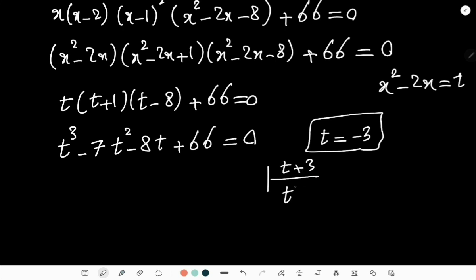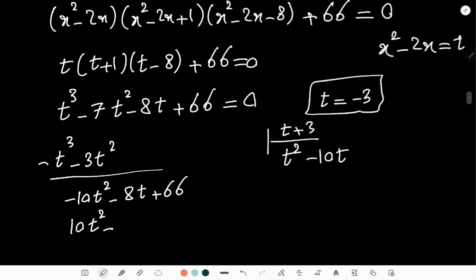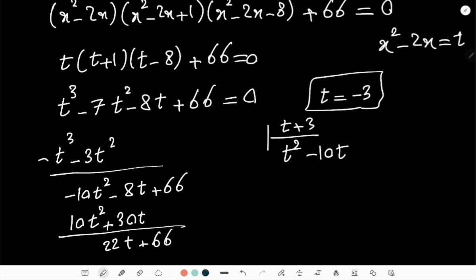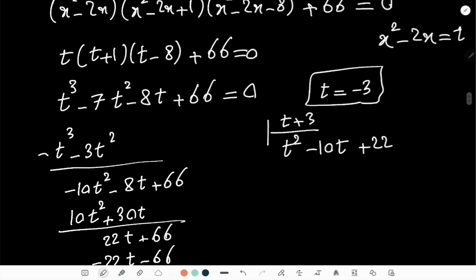Then I get t², then minus (t³ + 3t²), which leaves −10t² − 8t + 66, and that is minus 10t, which gives me −10t² − 30t, and that leaves 22t + 66, and then plus 22, which cancels out the rest. Okay, perfect. So I have that factor t + 3, and then the quotient will be this one here, but that cannot be factorized further.